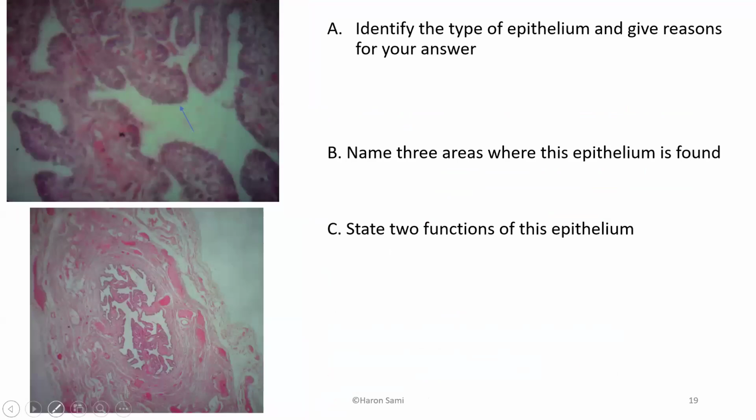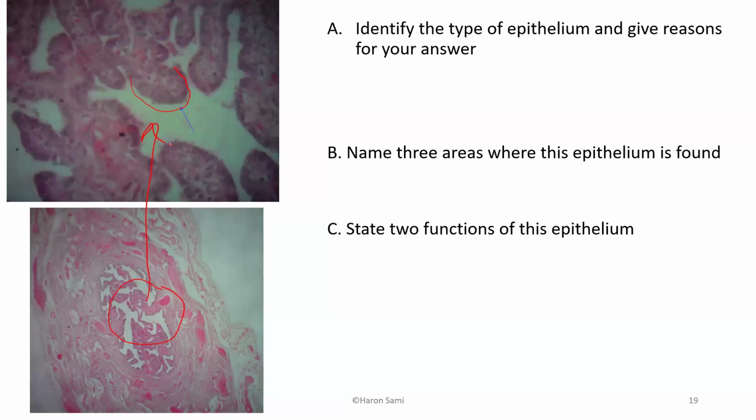Identify the type of epithelium. What type of epithelium is this one? It was obtained from this area. We have just magnified. Simple columnar. Very good.